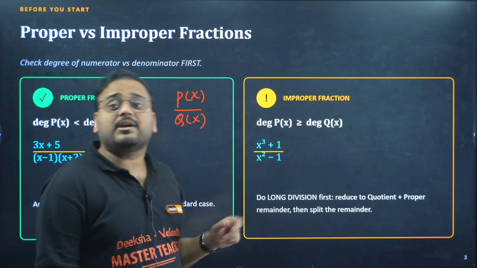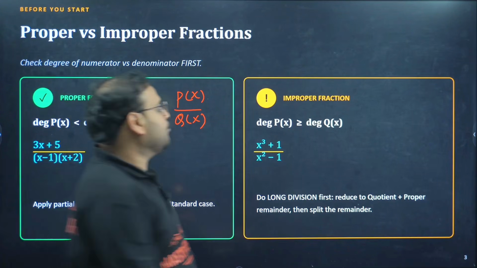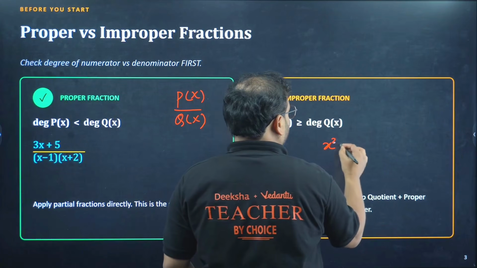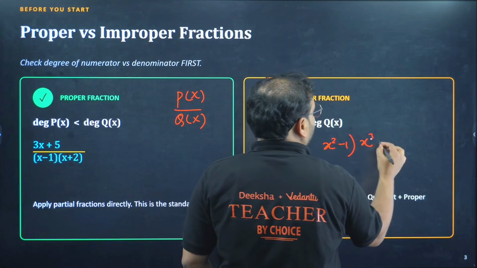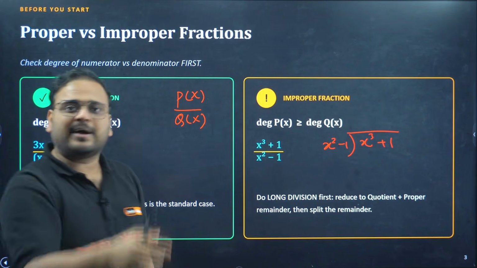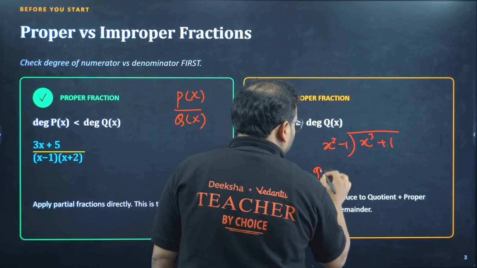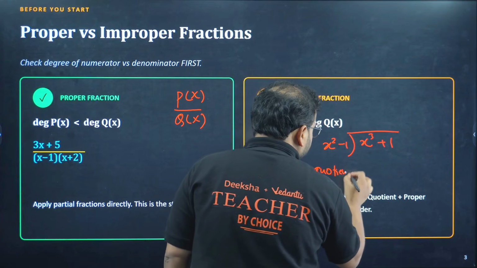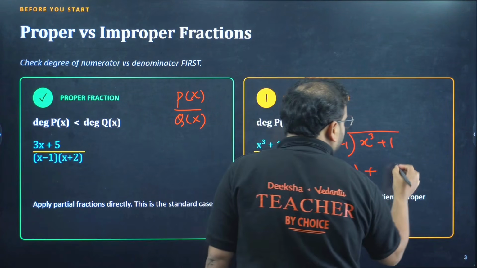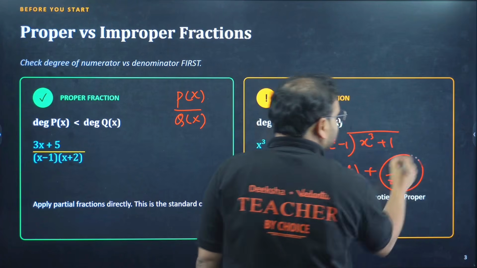But in the case of an improper fraction, you have to do the long division first. It means you have to do this division first: x square minus 1 into x cube plus 1. You'll get a quotient plus the remainder by this particular value. That's how you write it. You're going to write it as quotient plus whatever is the remainder by this value x square minus 1. And this will be basically your integration.